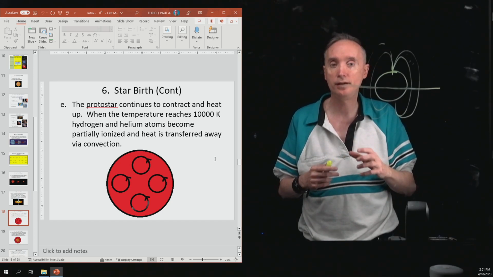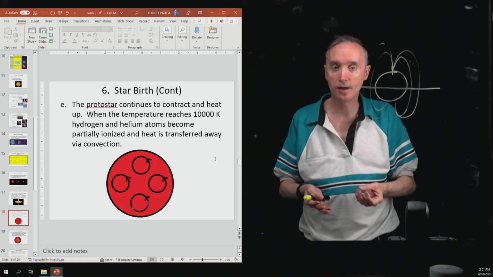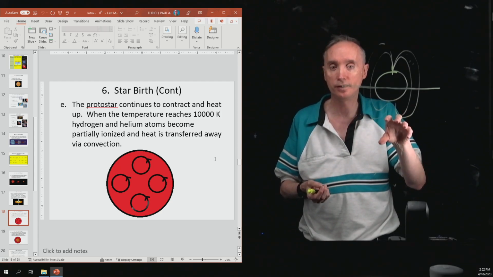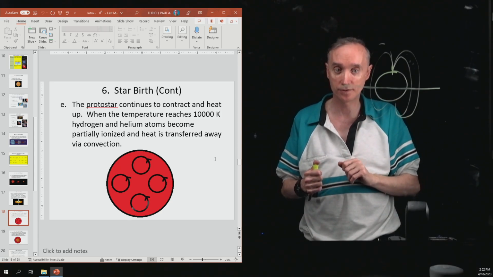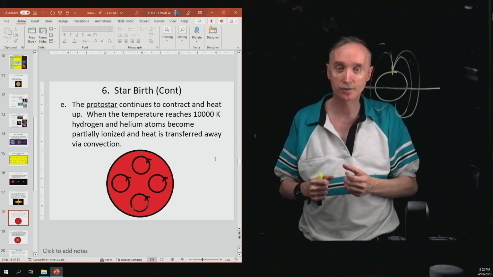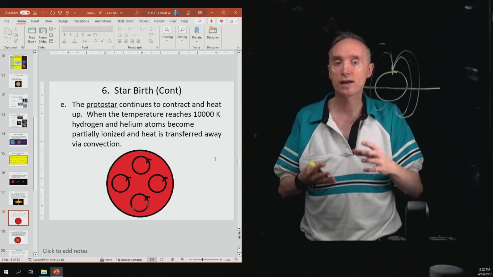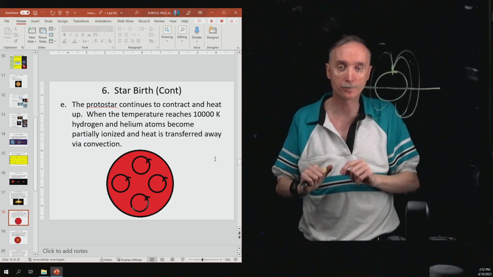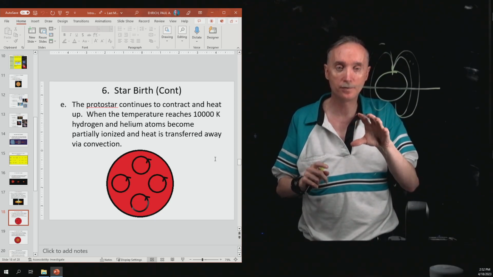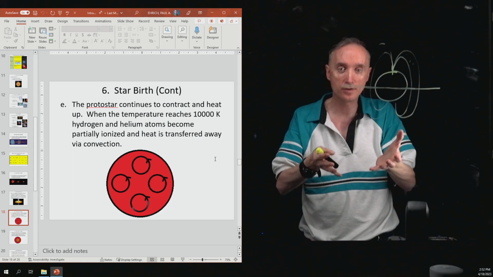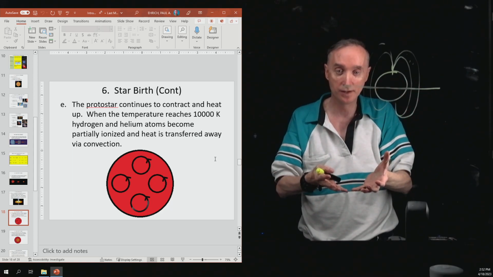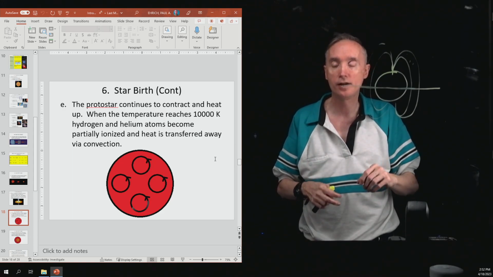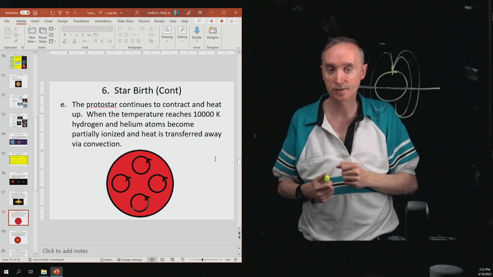And the hydrogen and helium atoms become partially ionized, so it's now hot enough that the atoms of hydrogen and helium are starting to lose their electrons because they're becoming ionized. And when this happens, they start to flow in big convection patterns. So inside of this thing, which now has more of a spherical shape to it, it's still not a star. It's still a protostar, but it's now hot enough that it is convecting on the inside.